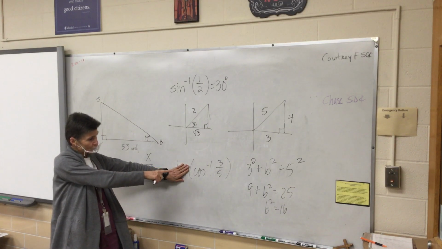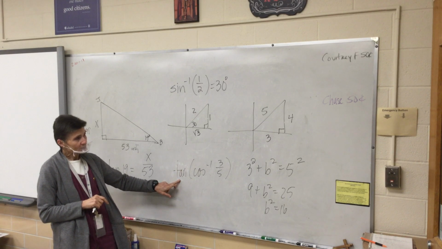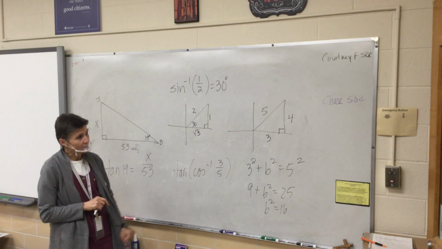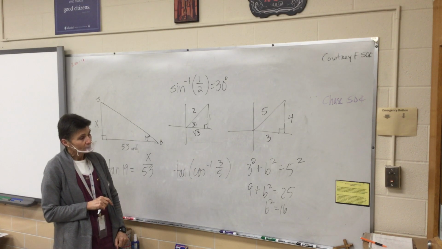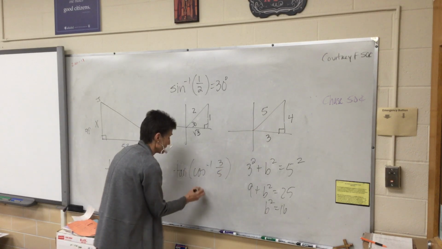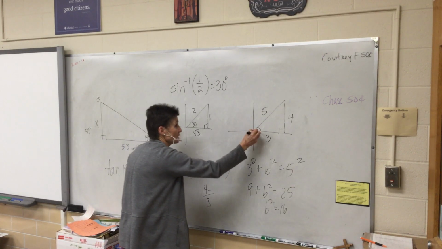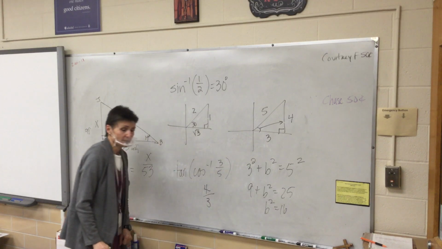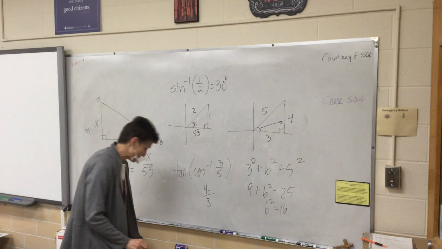So far, you've just drawn the picture. Now you're going to answer the question. What's the tangent in that picture? Tangent is 4 over 3. Yep, 4 over 3. Tangent is opposite over adjacent.